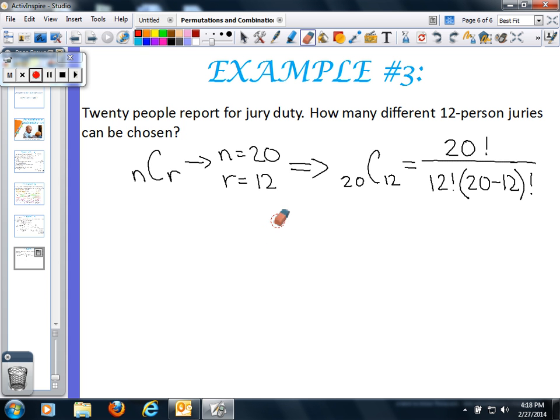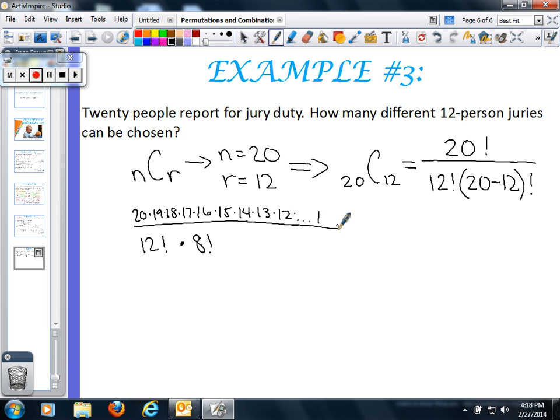Let me actually rewrite this a different way. 12 factorial, and this is times 20 minus 12, which is going to be what, 8 factorial? Okay, the top, you have 20, 19, 18, 17, 16, 15, 14, 13, 12, 1. Okay? So I have 12, 11, 10, 9, 8, 7, 6. The dots here just mean I'm not writing it, but you can see the pattern.